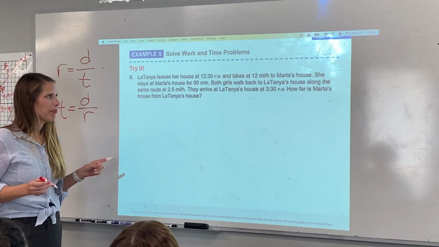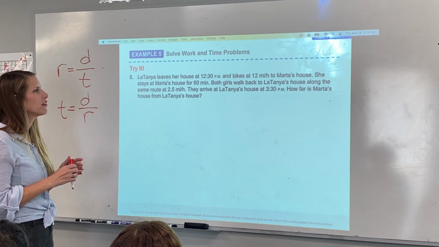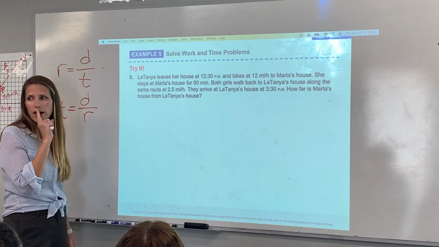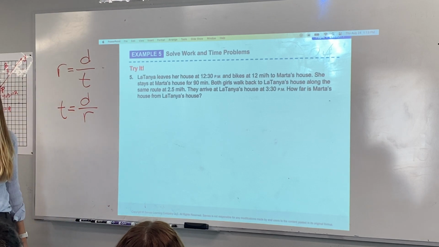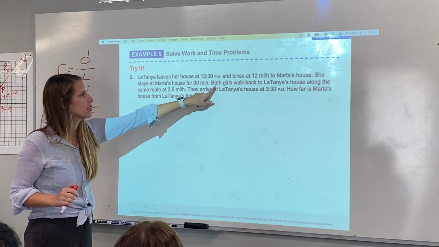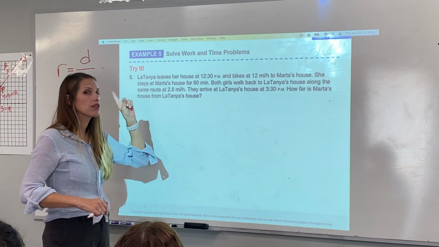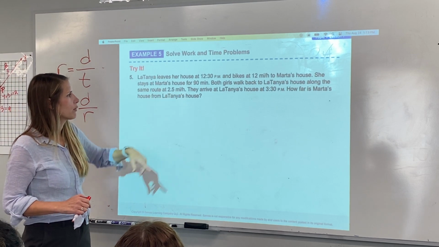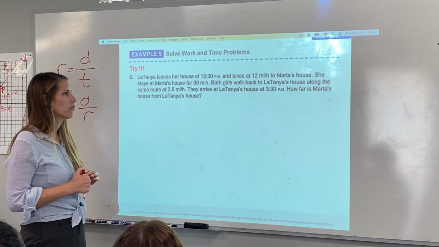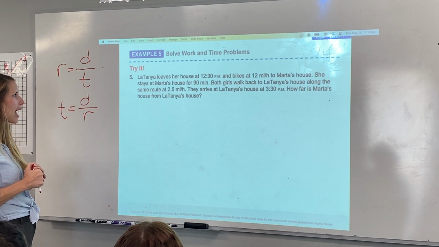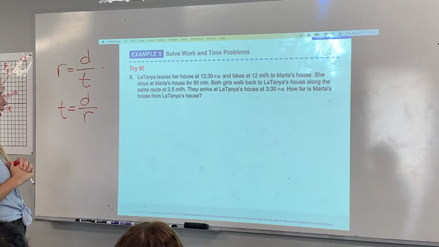She leaves her house at 12:30 p.m. and bikes at 12 miles per hour to Marta's house. She stays at Marta's house for 90 minutes. Then Marta and Latanya, both girls, walk back to Latanya's house along the same route at 25 miles per hour. They arrive at Latanya's house at 3:30 p.m. How far is Marta's house from Latanya's house?